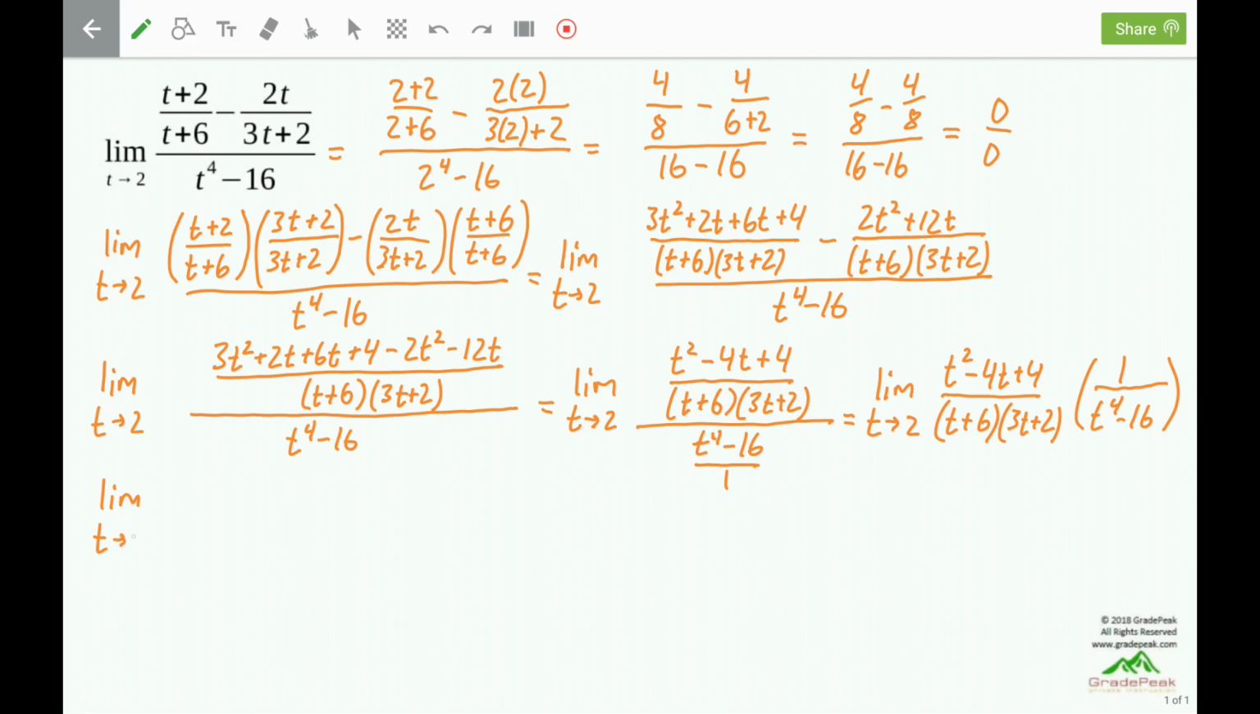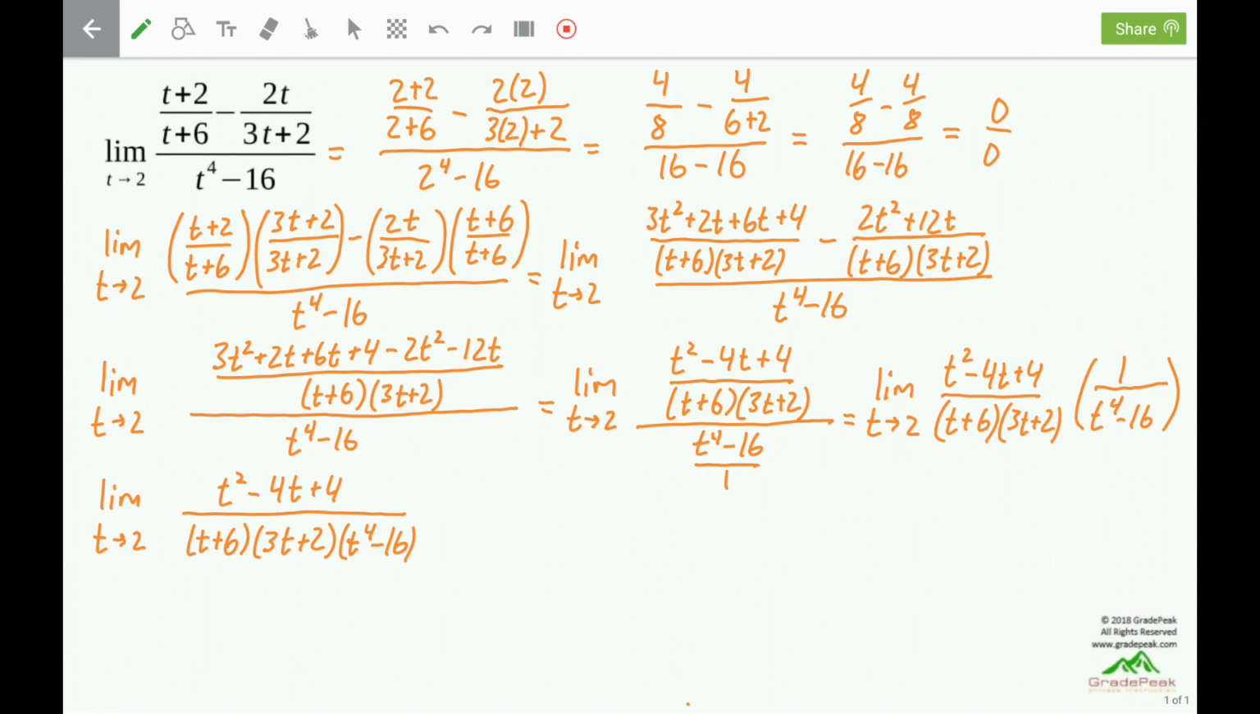So this will be limit as t goes to 2 of t squared minus 4t plus 4 over the entire denominator, which will be t plus 6 times 3t plus 2 times t to the 4th minus 16. Now we still have 0 over 0. We haven't yet canceled the terms that are making the 0 over 0 just yet.